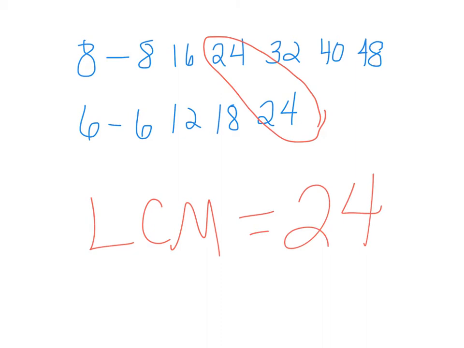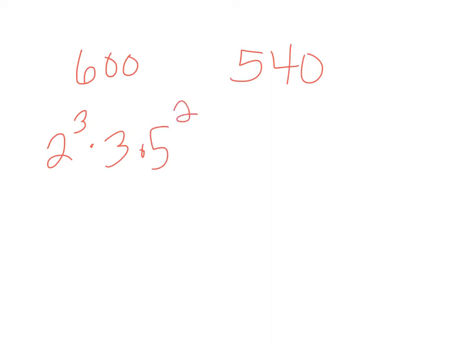Now, if we have larger numbers, just as with the greatest common factor, it becomes very tedious to use the listing method to find the lowest common multiple. So we can also find the lowest common multiple using the prime factorization. So you have 600 and 540 there. This time we're going to find the lowest common multiple. We already know the prime factorization of each of these numbers, so we don't have to find it again. For 600, it's 2 to the third times 3 times 5 squared. And for 540, it's 2 to the second times 3 cubed times 5.